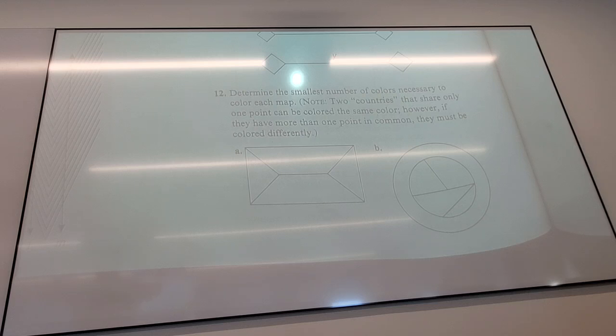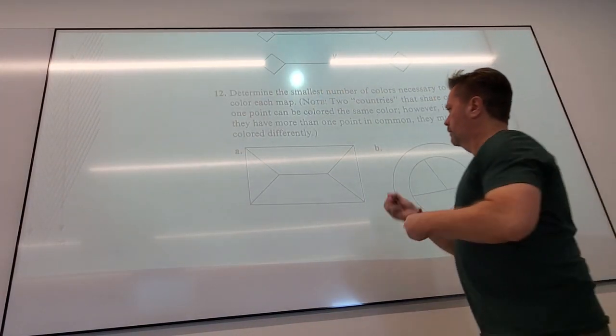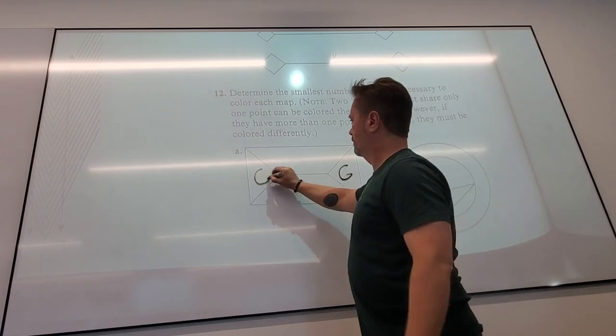Those two could be the same color. So if you want to trace that on your paper, and then you pick a color, make them both green, yes? So let's say this is green, and this is green. Yay!